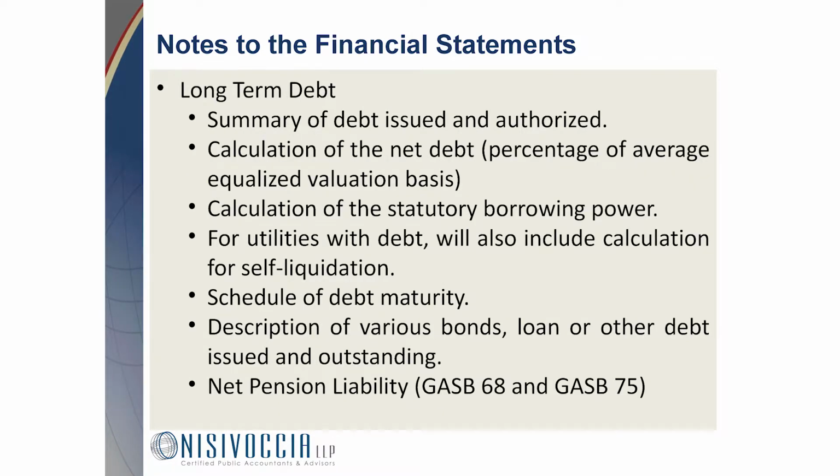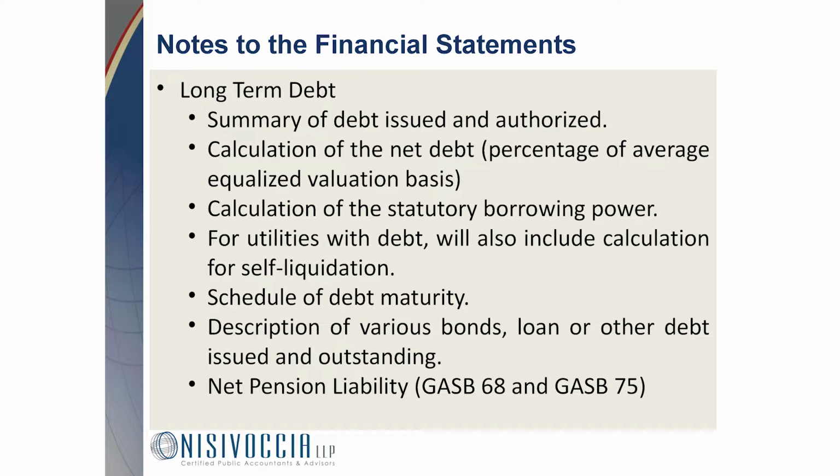Another note that's in your report is your long-term debt. Your long-term debt actually has a lot of information about the debt, and it's really a summary of your annual debt statement. It includes a summary of all of your debt issued, all of the debt that's authorized. It gives you your calculation of your net debt. It also gives you your calculation of your borrowing power. Sometimes I don't know if everyone's aware that that information is included in your report.